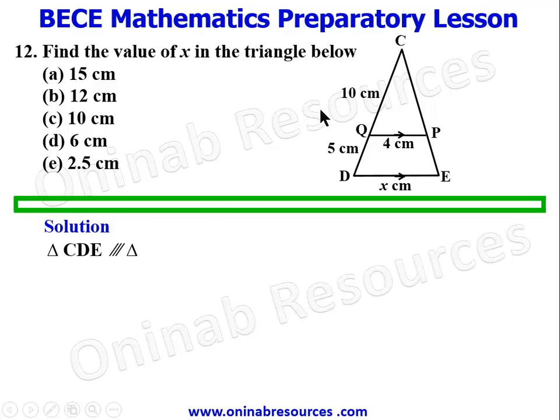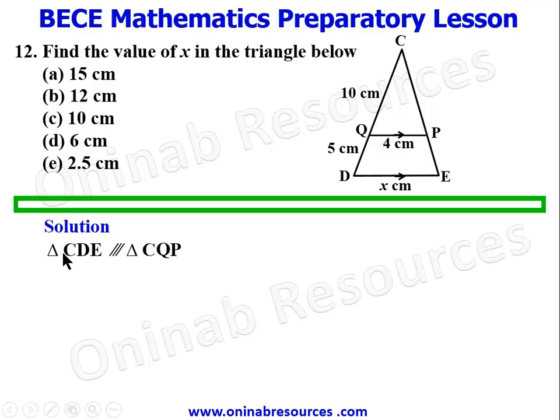in that order. So since this C is a common angle to both triangles, we have C equal to C, and D is equal to Q. The angle here corresponds to this angle here, since these two lines are parallel. So we have D equal to Q, and invariably P is equal to E. So we have CDE similar to triangle CQP in the correct order of their similarities.